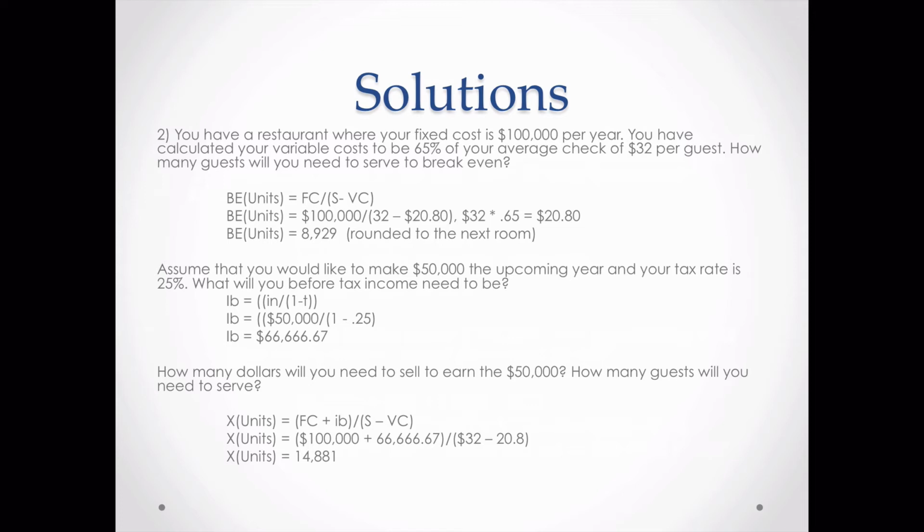So we're going to take the X in units, which equals fixed cost plus income before divided by sales minus variable cost for our units. And we get $166,666.67 divided by 11.2, which gives us 14,881 rounded. If you had to find the dollars, you could just multiply that, or if you found dollars and you want to know if your answer is right, just take the units and multiply it by the selling price, and you'll get your dollar amount.